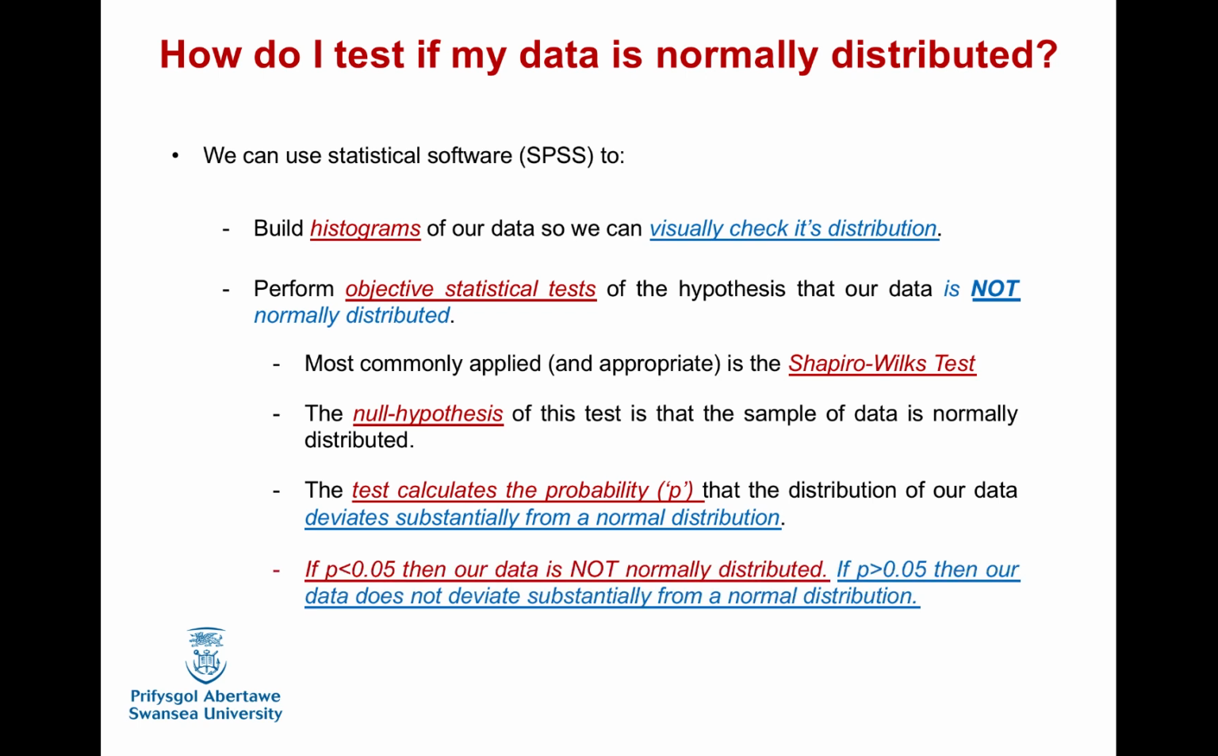Just like we said in lecture 2, if we calculate the probability and it's lower than 0.05, then we can accept our hypothesis. We can state that p lower than 0.05, therefore our data is not normally distributed. On the other hand, if p is greater than 0.05 from the statistical test that we apply, then our data does not deviate substantially from a normal distribution.